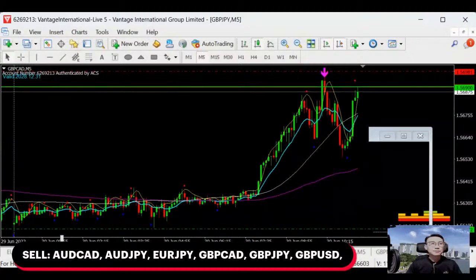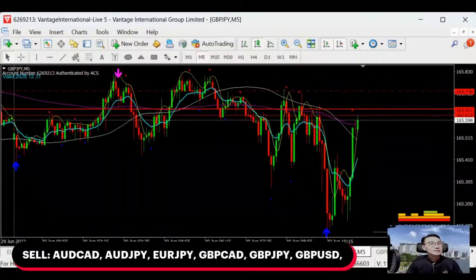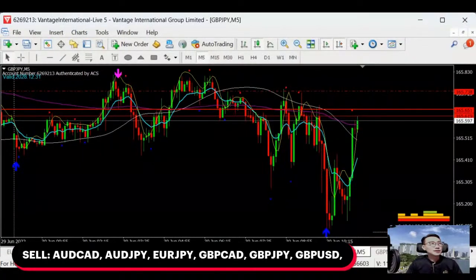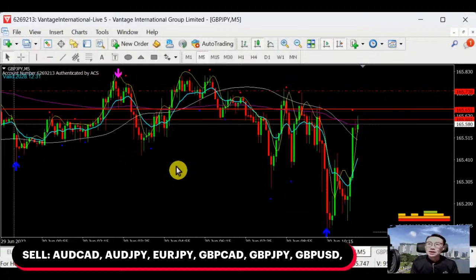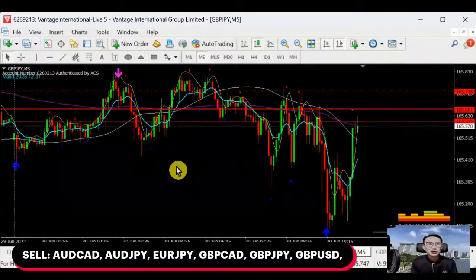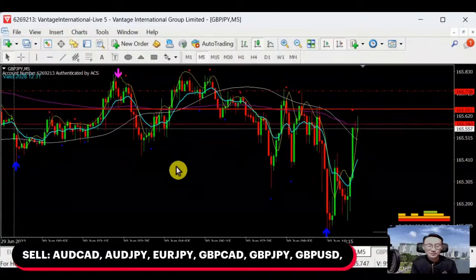What's next here at this point? Pound yen is still at the retracement side. I guess we have to wait for it to really test on the resistance. We have a minor resistance along the way right now.